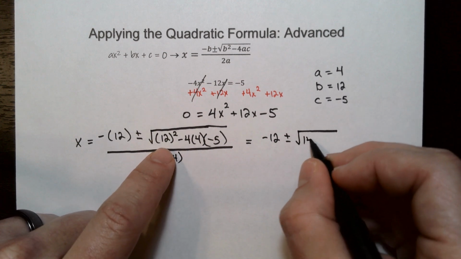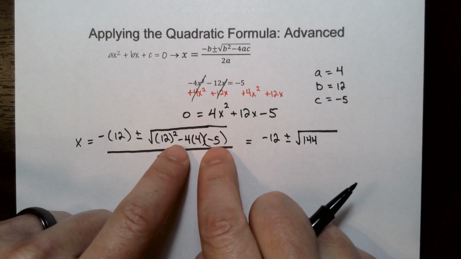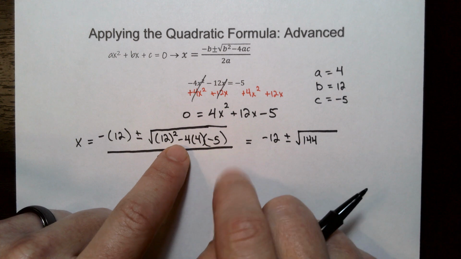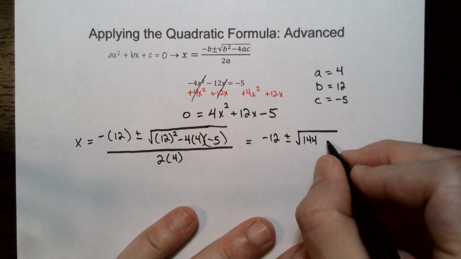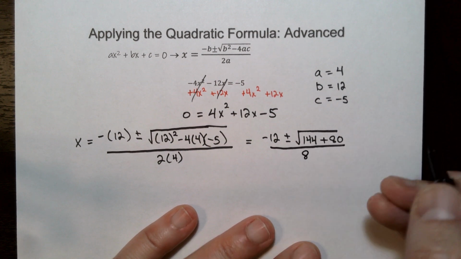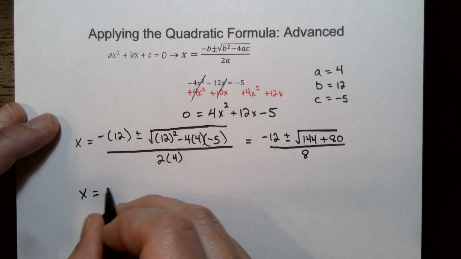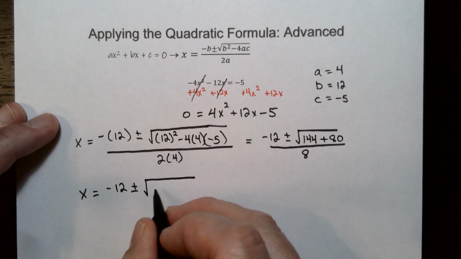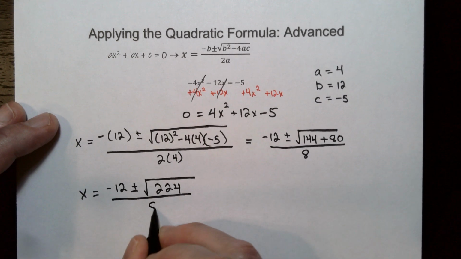12 squared is 144. Okay, and this, if you multiply, you'll notice that those two will be positive, because you multiply two negatives. So it's going to be 4 times 5 is 20, times another 4 is 80. So plus 80, all over 8. Okay, now if you add up the inside of that square root, -12 plus or minus the square root of, it's going to be 224, divided by 8.